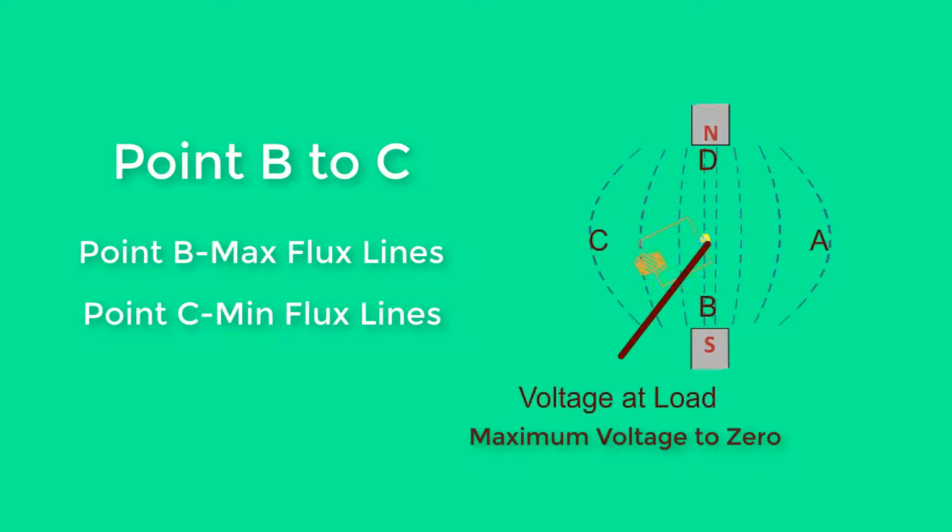At point C, the coil is moving in parallel with the flux lines, thus no current is created. At point C, the voltage at the load is 0.